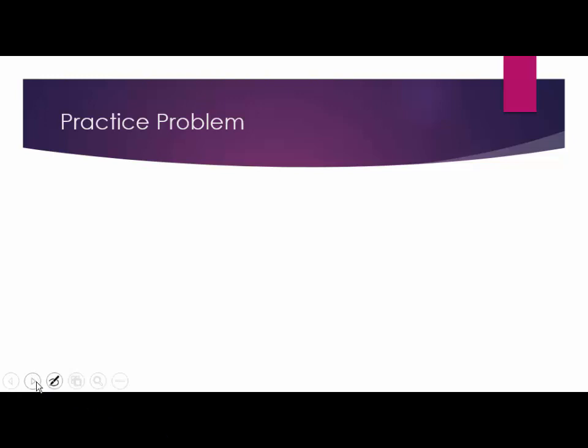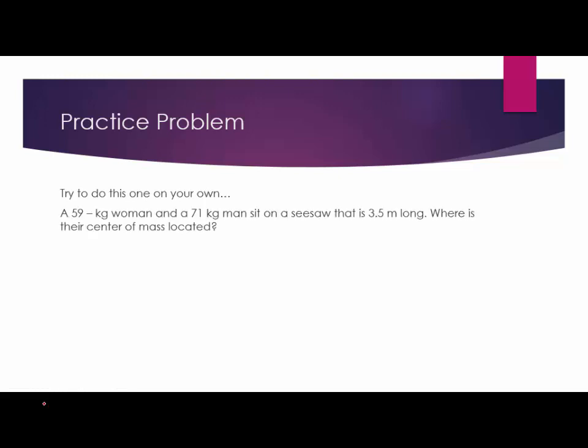Using that formula, I have a practice problem for you. It's pretty straightforward. A 59 kilogram woman and a 71 kilogram man sit on a seesaw that's 3.5 meters long. Where is their center of mass located? I'd like you to pause the video and try this one independently, because I will show you the answer in about 1 second. All right, you should have gotten 1.94 meters for their center of mass. That is closer to the man because he's a little bit heavier.